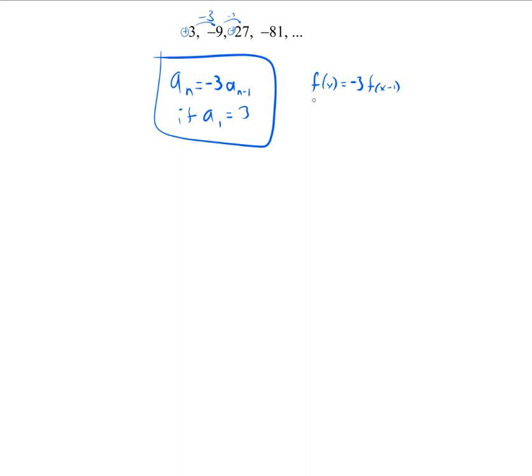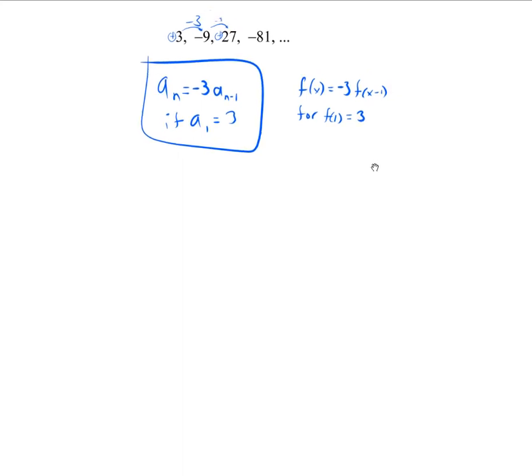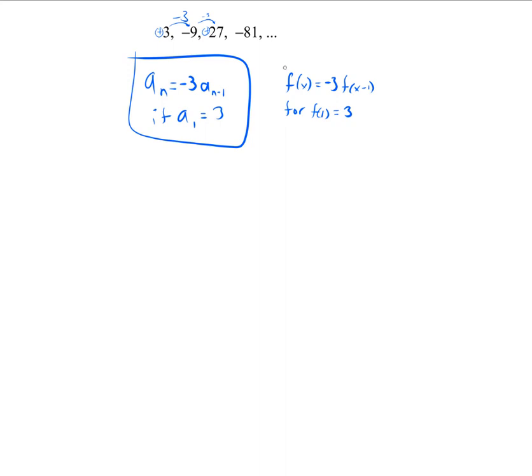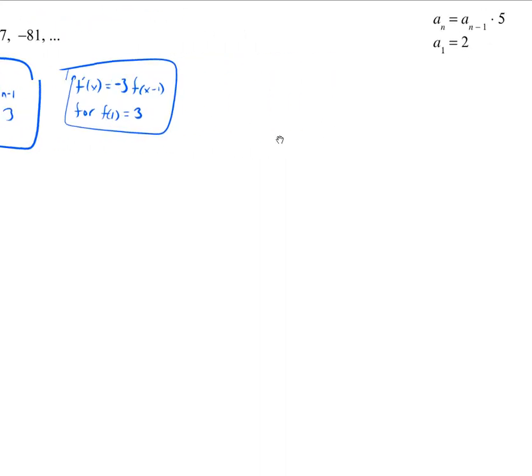and that's true for the scenario where f of 1 is equal to 3. Okay? All right, hopefully that's making perfect sense to you. Let's go ahead and do another one. Coming down to the last ones here.